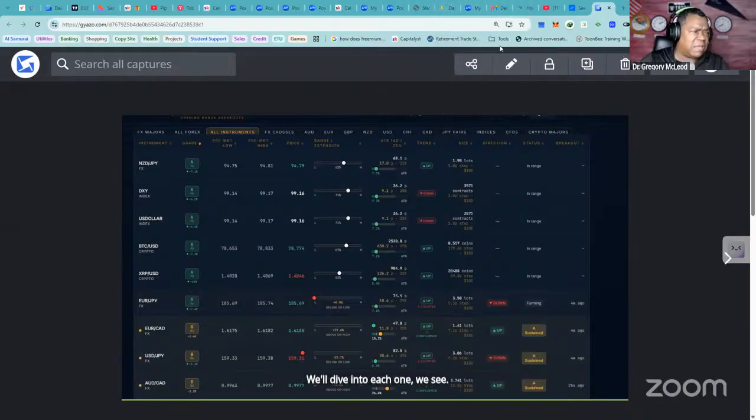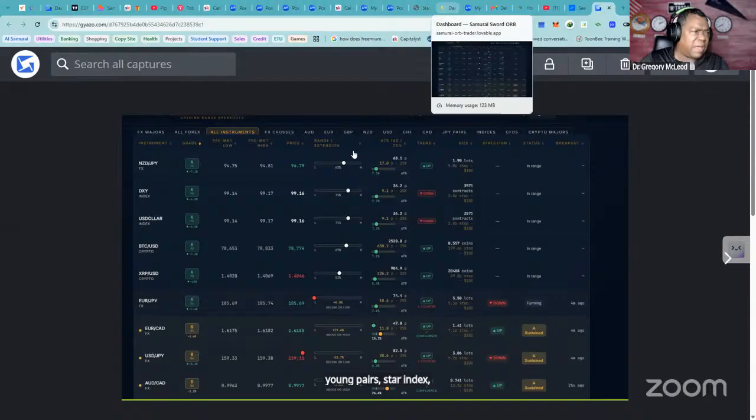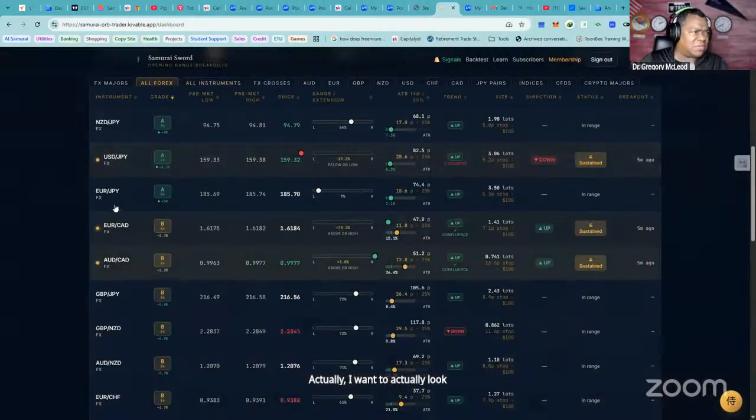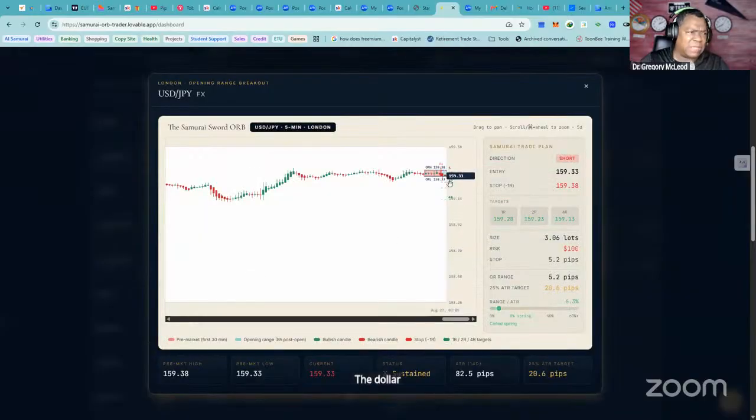We see yen pairs and the dollar index. Actually, I want to look at the forex. In the forex, we have Kiwi yen and dollar yen, with a 5 minute breakout down. The dollar yen says it's breaking down. In the ORB scanner, if we click closely, it tells us the direction is short. Entry is 59.33. The stop loss is a 1R at 59.38, or about 5 pips. First target, 59.28. Next target, 59.23.